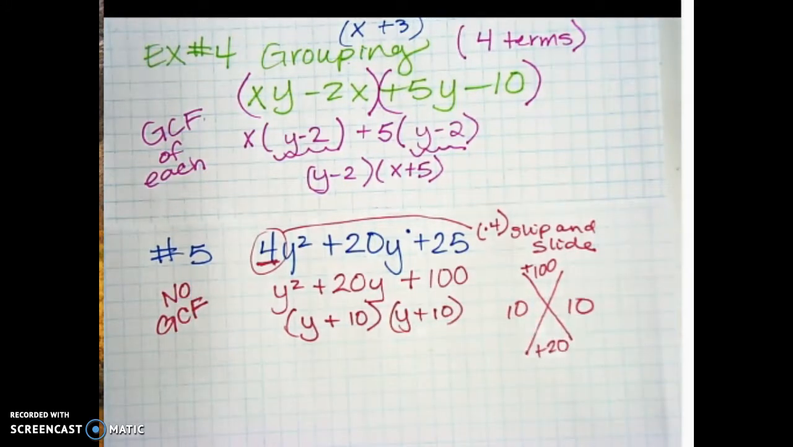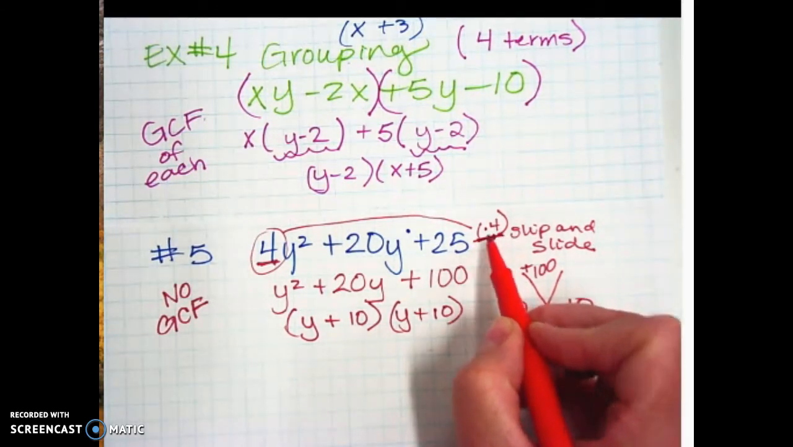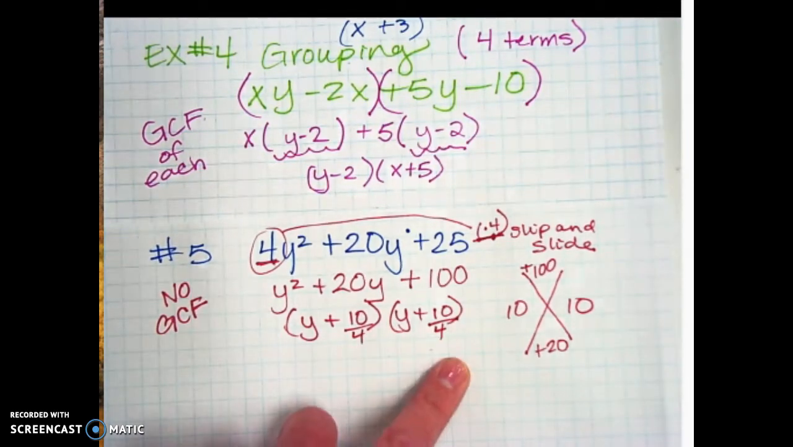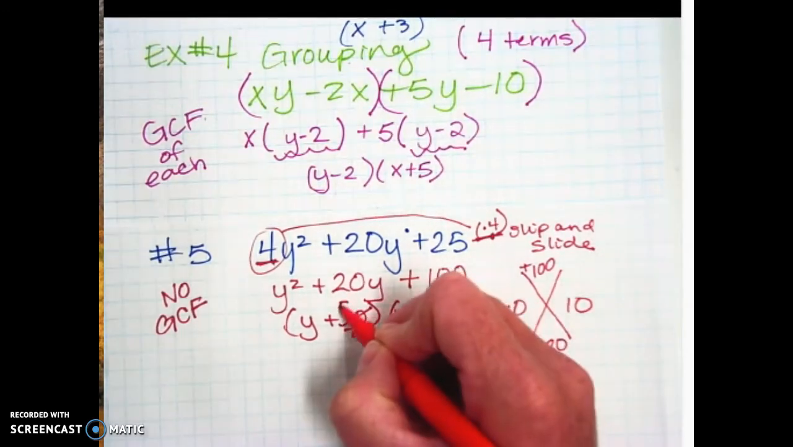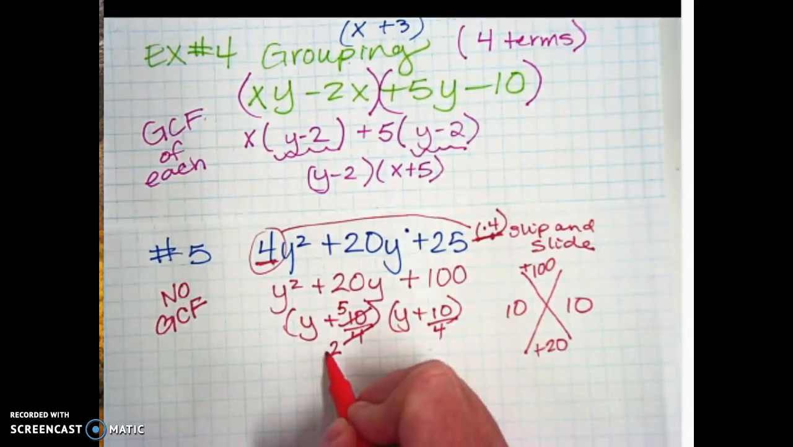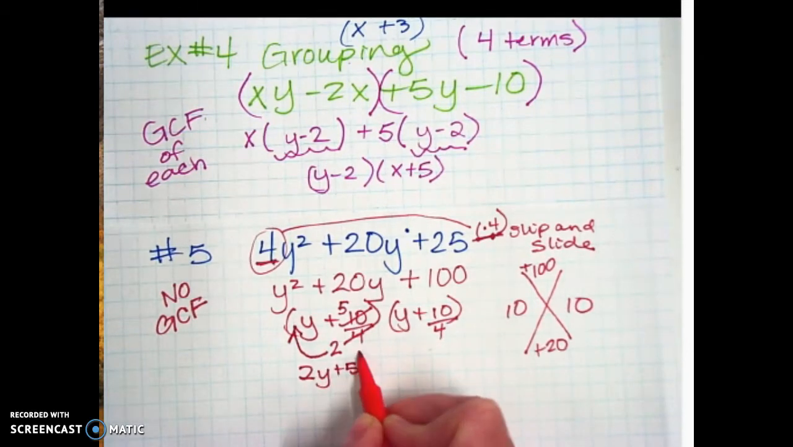But now we need to slip this 4, which we multiplied by up here, underneath each of these. And if you can reduce these, you need to reduce these. Can you reduce 10/4 to what? 5/2. Okay, and then this is the slide part. That 2 slides back out in front of the y. So it's 2y plus 5.